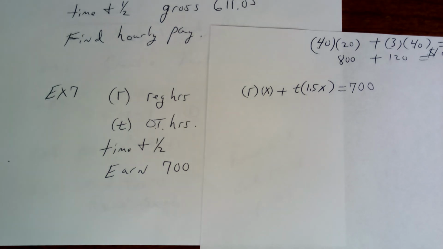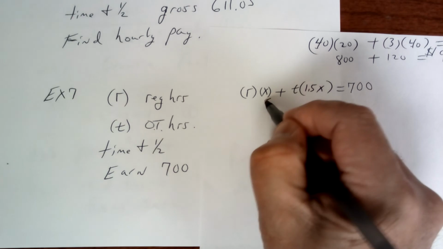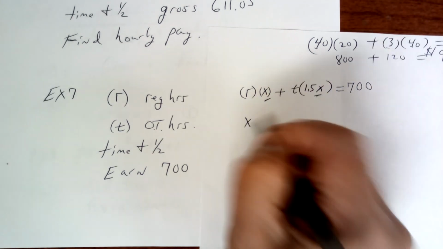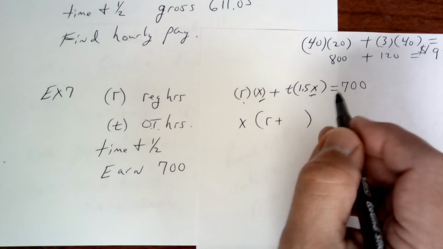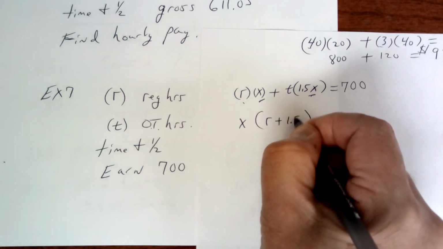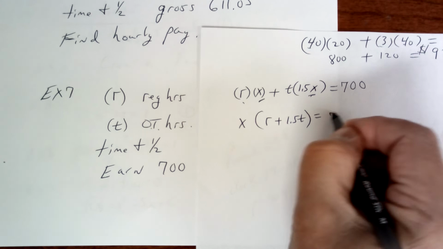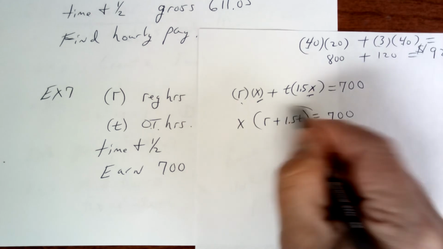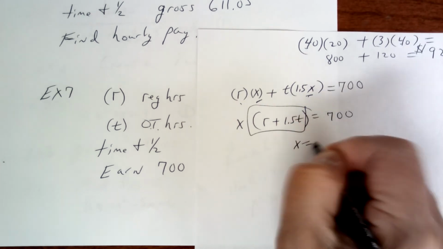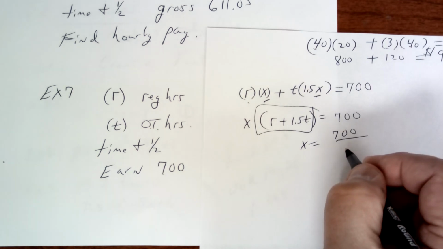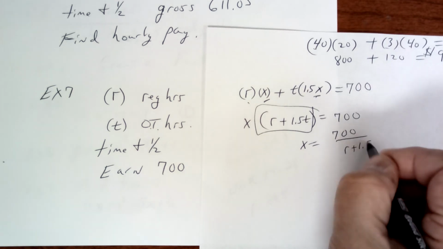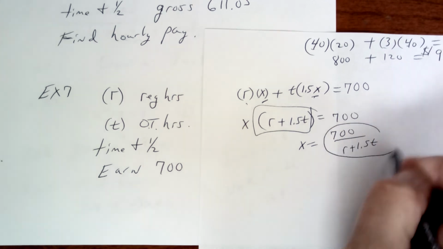What you want to do is factor out an X. See, both of these have an X. So when you factor out an X, you're left with R plus 1.5T is equal to this. And then you're going to divide by all of this and get your hourly rate. So it's going to be 700 divided by, this is where the algebra comes in. And there it is. That's your hourly rate.